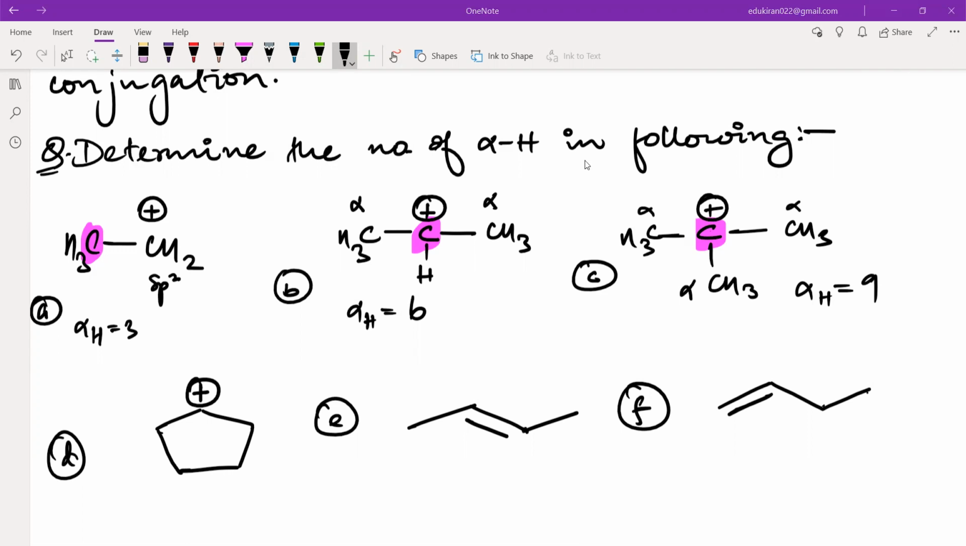Okay, what about here in D structure? How many alpha carbons? First of all, tell me that. This is the sp2. So how many alpha carbons? This is also alpha carbon, this is also alpha carbon. Yes or no? Now, how many hydrogens are both of them having?